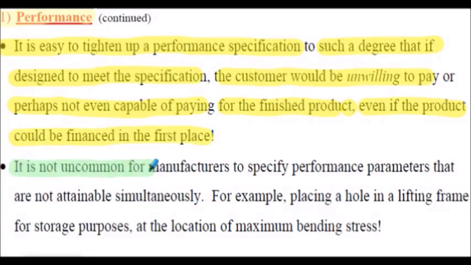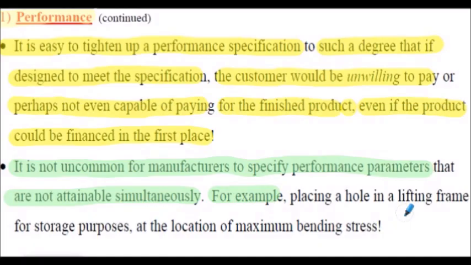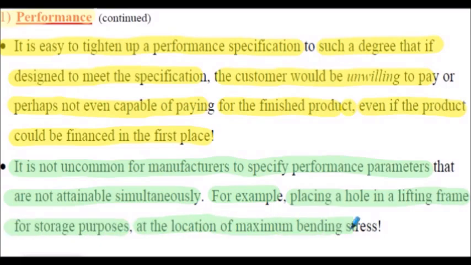It's not uncommon within PDSs for manufacturers to specify performance parameters that are not attainable simultaneously. For example, in a situation that occurred many years ago, the customer wanted to place a large hole in a lifting frame for ease of storage purposes, but that hole would actually be at the location of the maximum bending stress. So in such a situation, discussions with the customer would have to take place. If they insisted on their requirements, then they'd have to be aware that that can be undertaken, but there are consequences in terms of extra stiffening required, larger section properties, so increased weight, increased cost, increased manufacturing to achieve their specific performance requirements.